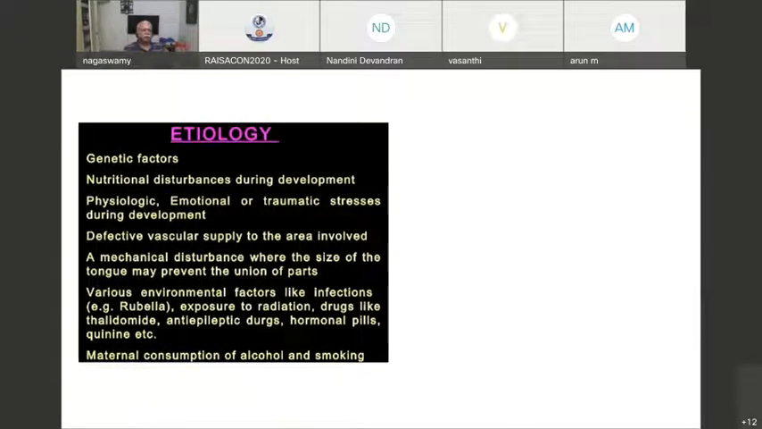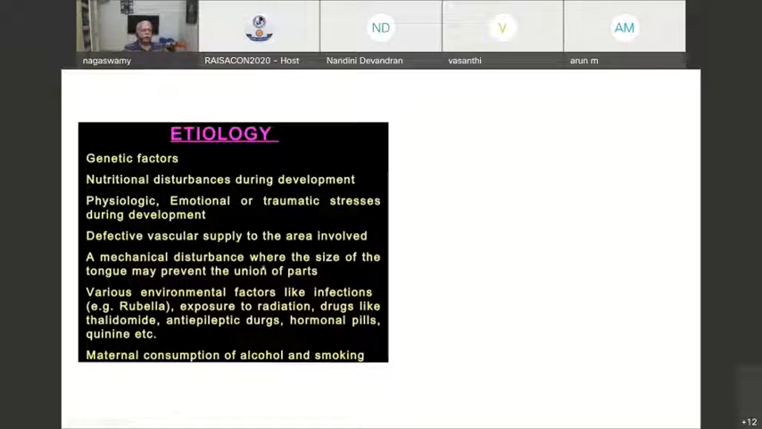Now, what is the etiology? This you should know. Sometimes, the majority of the time, it is genetic factors. It can be caused by nutritional defect during the development because the mother is not eating well. Physiological and emotional and traumatic stresses also can cause this development, or defective vascular supply to the area involved. That may be the reason.